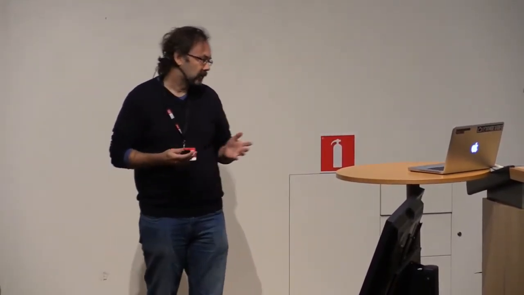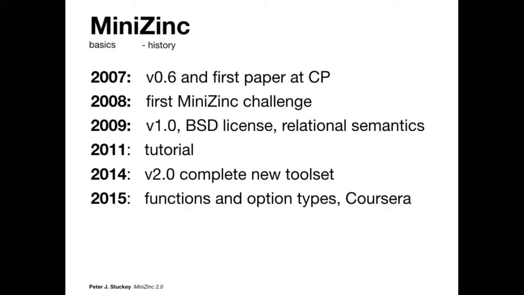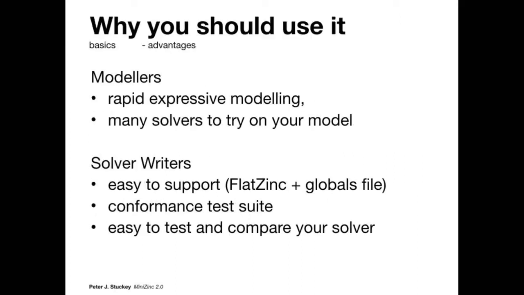So we reached v1.0 in 2009, with a tutorial, which was probably missing documentation. That's a problem always with research software. In 2011. In 2014, we basically released a completely new tool set. That's what I've been talking about. And in 2015, we added some new features and indeed built a Coursera course which you can take if you want to learn about this stuff. And even today, we're adding new features to the language, so enumerated types.